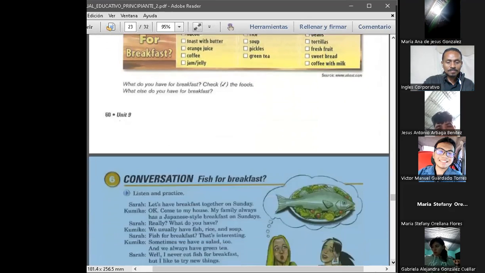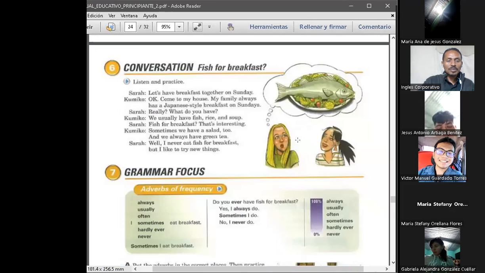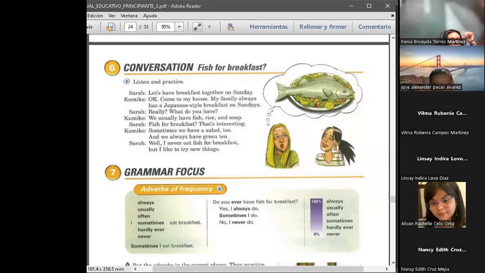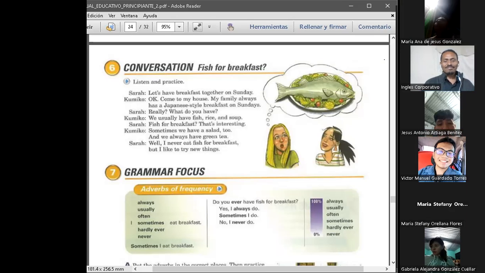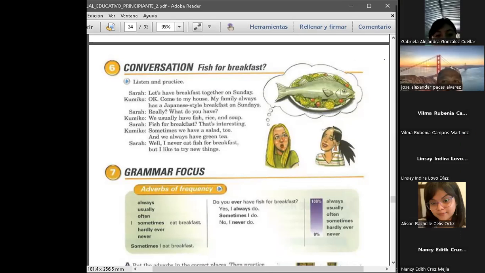Today, there you have fish for breakfast. This is awful. Fish for breakfast. ¿Quién come pescado desayuno? Okay. Sara and Kumiko, two volunteers. Maria and Kenya. Okay. Kenya, you are Sara.